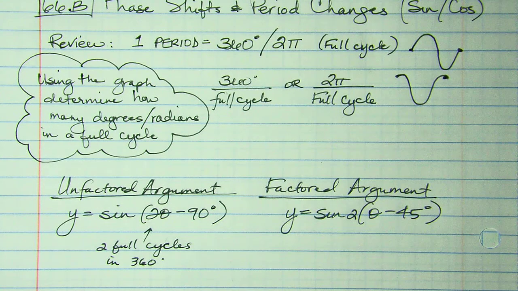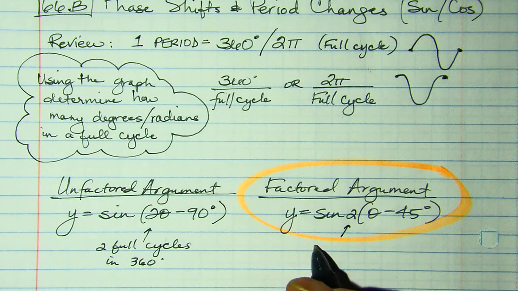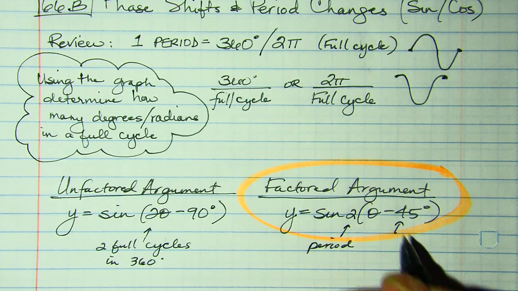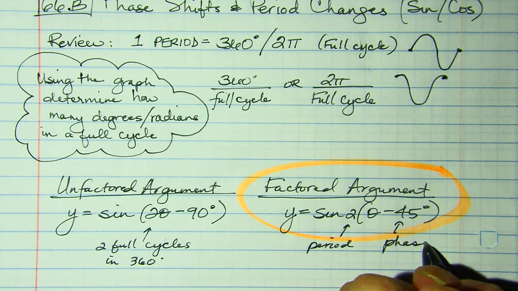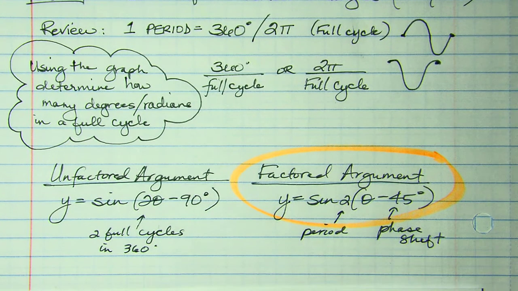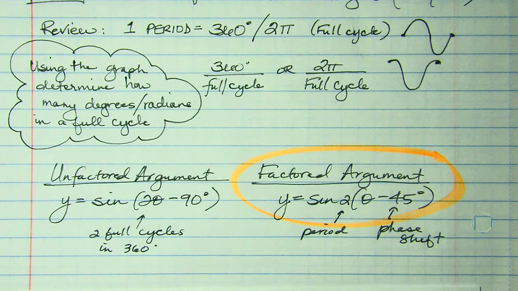Now, this is the way we're going to write our functions. The number here would represent our period, and this would represent our phase shift. So the easier way to write the equations is by writing them in factored form.